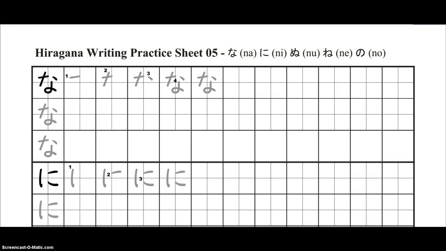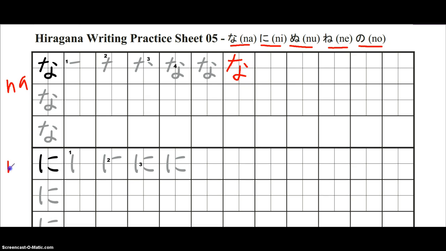Okay, now let's try one more for today. Okay, Na, Ni, Nu, Ne, No. So this is the Na line. Okay, so let me show you. Okay, this is Na. How do you write Na? Horizontal, downwards, vertical line, you turn around and you dot. Okay, this is Na.